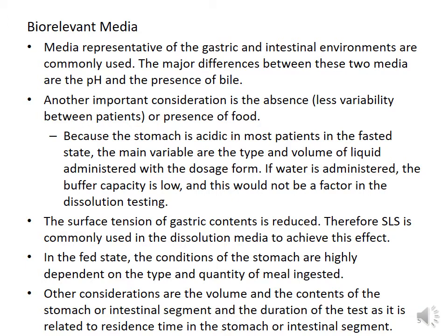When food is absent, conditions between patients do not vary too much because the stomach is acidic, with a pH of less than 3 in most patients in the fasted state. The main variables are the type and volume of liquid administered with the dosage form.